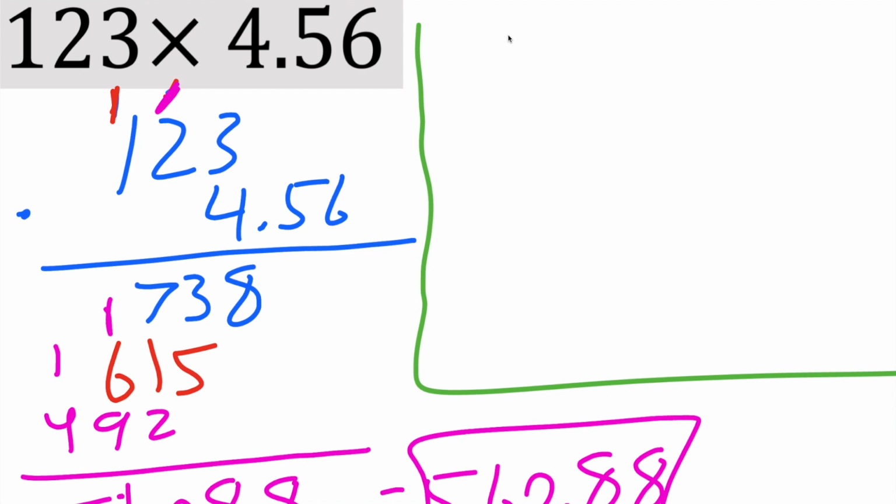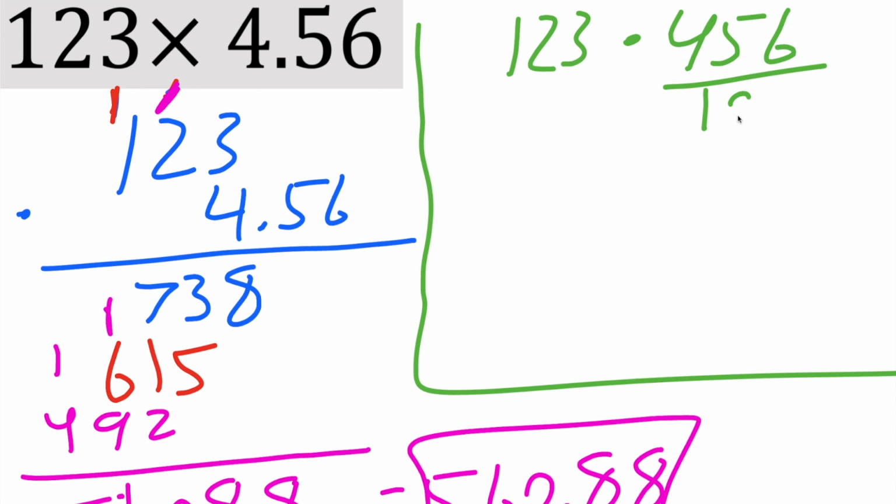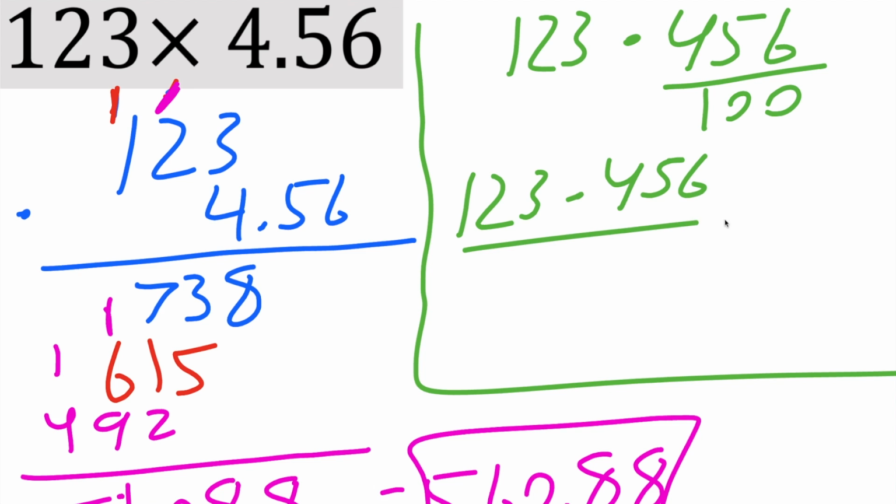So again, the other method, you could say 123 times, instead of 4.56, you could say 456 divided by 100. And then from here, you can just clean it up a little bit. So 123 times 456 divided by 100. So this is a multiplication sign, a little dot. Now this problem is going to be kind of messy. So we kind of just have to multiply this out. So it's not going to be that much faster, but let's do it anyways.